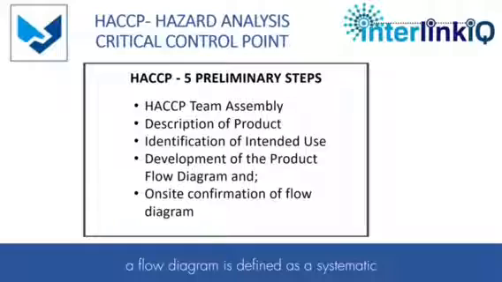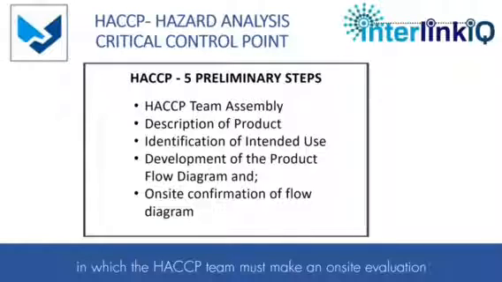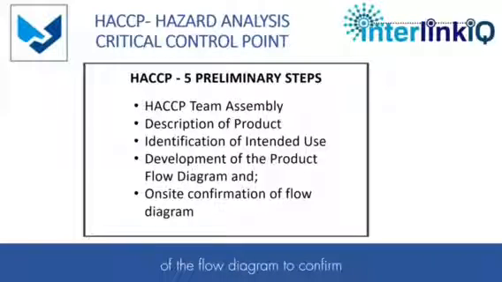A flow diagram is defined as a systematic representation of the sequence of steps or operations used in the manufacture of product. The on-site confirmation of the flow diagram is the last step, in which the HACCP team must make an on-site evaluation of the flow diagram to confirm that it is complete and accurate.